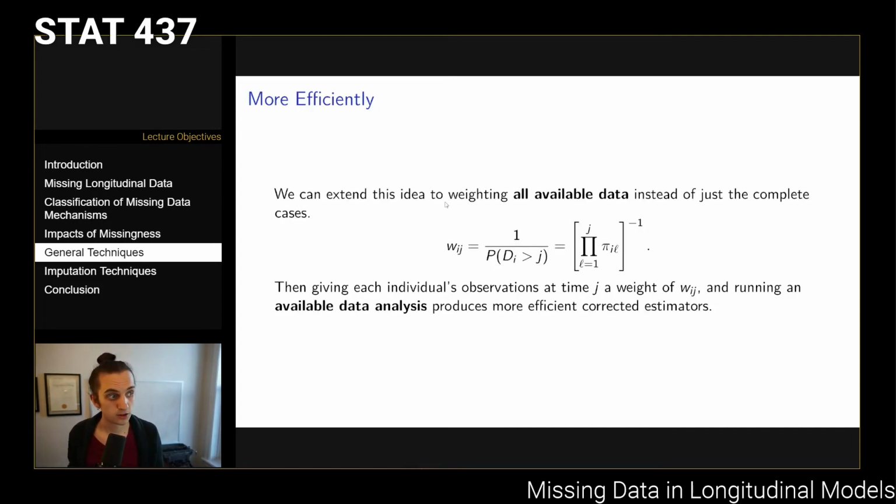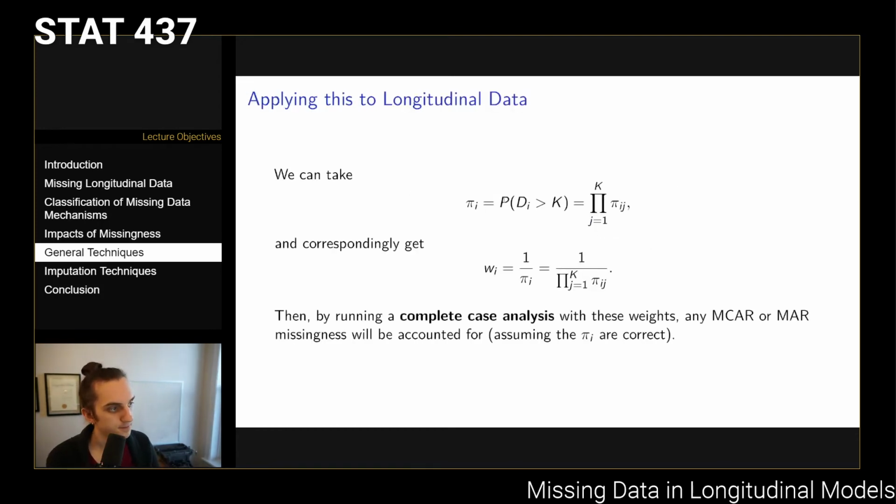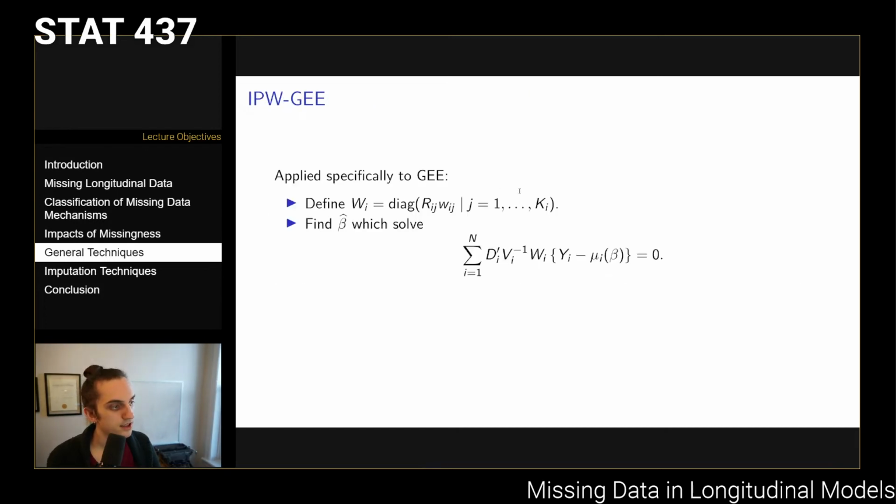We can actually do this slightly more efficiently. And that's instead of giving every person an individual weight, we could assign each of the observations that they actually had an individual weight, right? So if you think about, instead of using the probability that DI was greater than K, we could say at time J, what's the probability that DI was greater than J? What's the probability that dropout happened after time J? And that's just going to be the product of the probabilities up to and including time J, right? In the same way that that was true at time K on this last slide here, right? So we can do that just at each time J.